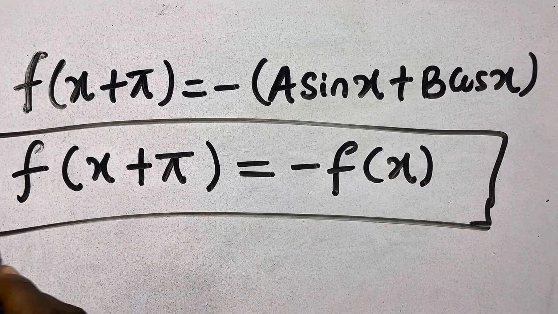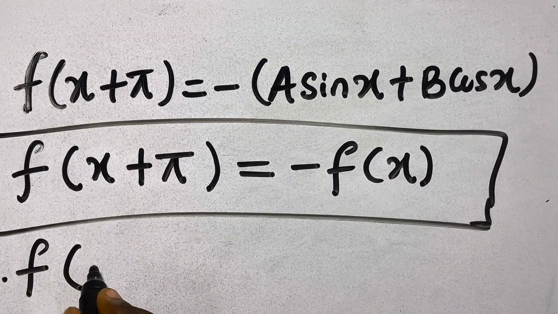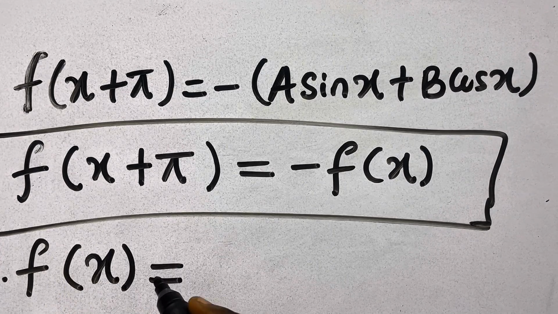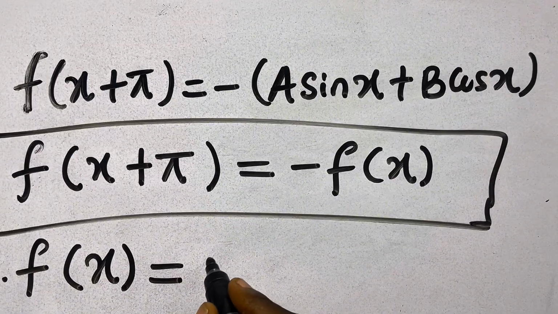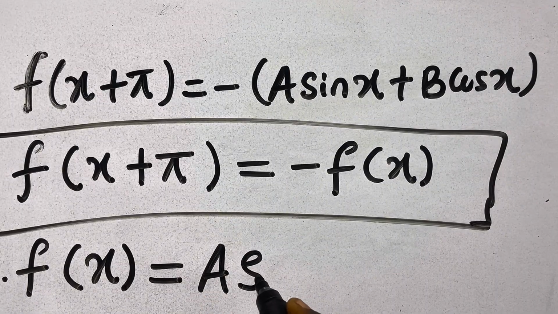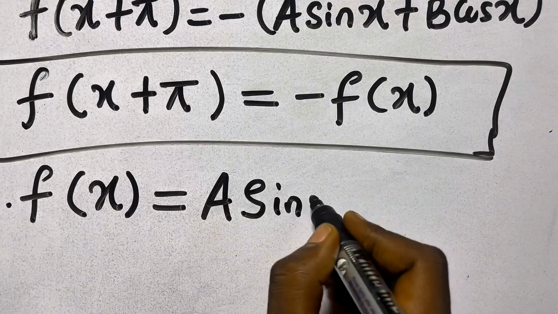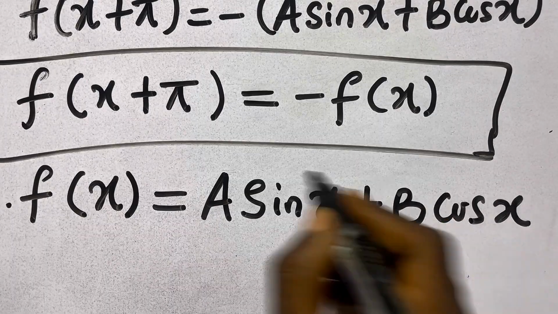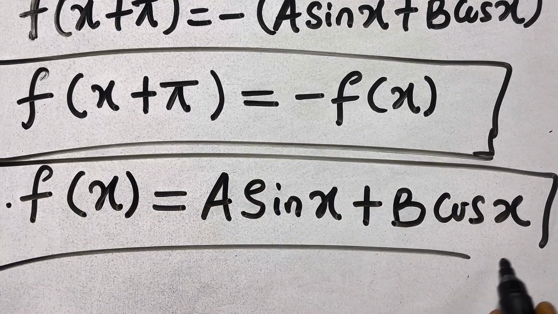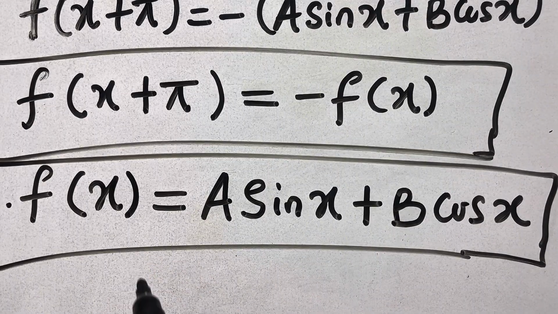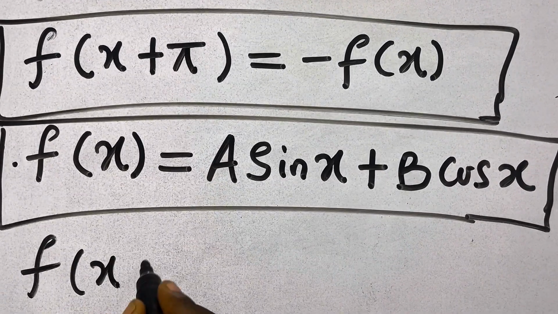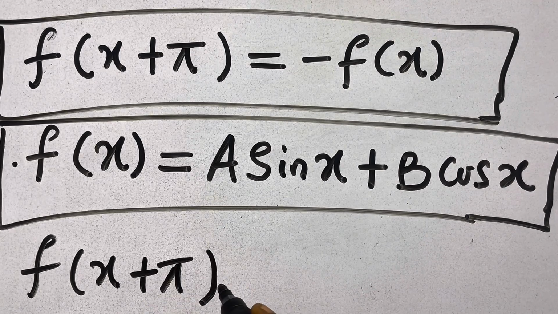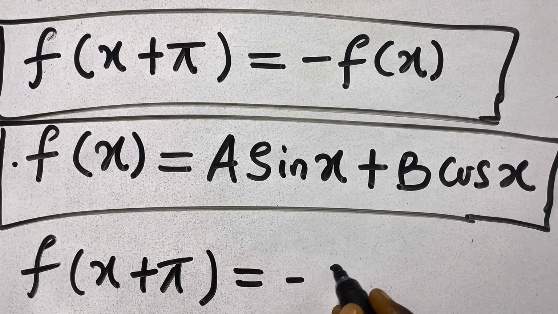However, let me do something here. You can also leave your answer to be f of x. Since we are asked to find f of x, you can leave it to be a sine x plus b cos x. This is one of the reasons why I said this particular function is very interesting, because if you remember from the given function, what we have is f of x plus pi, and it is equal to minus f of x.